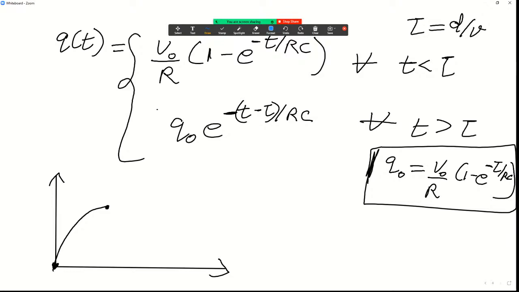And then it would decrease like this. Q is a function of time. Okay. We can ask chat if this is correct.